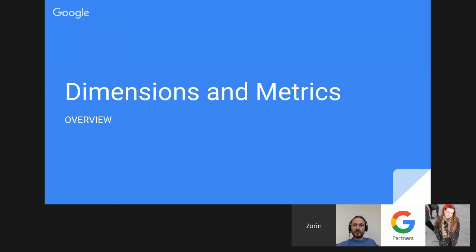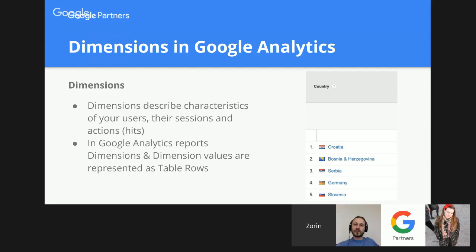So dimensions and metrics. Before we do anything custom, we need to decipher what are dimensions and metrics. So the default ones, the standard ones, which you use on your daily tasks. So basically standard reporting and everything. Dimensions in Google Analytics are basically groups of data or something that describes your users, your sessions, and your hits. So whatever you send into Google Analytics is basically widened with some kind of part of information. For instance, country is a dimension, and the values for those dimensions can be Croatia, Bosnia and Herzegovina, Serbia, Germany, and so on and so on.